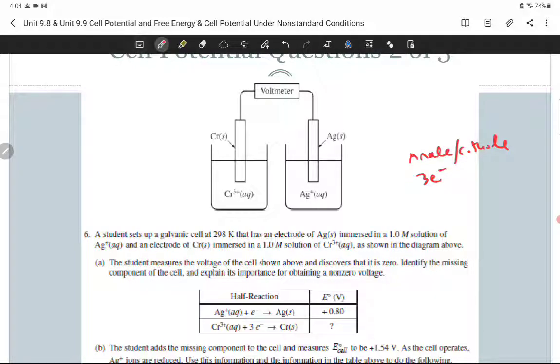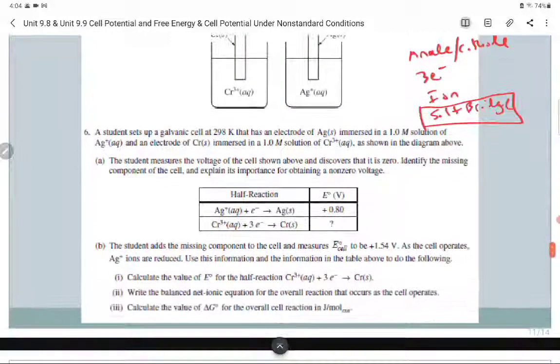Also the arrows of how the ions are traveling. And then, oh, there's no salt bridge in this either. So we'd have to put a salt bridge in there. Part A, the student measures the voltage and it's a 0. Identify the missing component. Well, I think we just did that. It's missing the salt bridge.